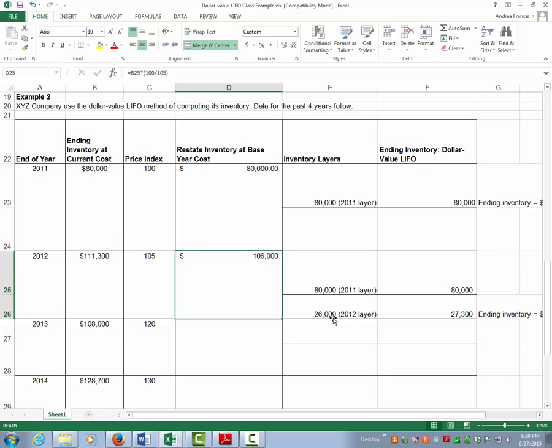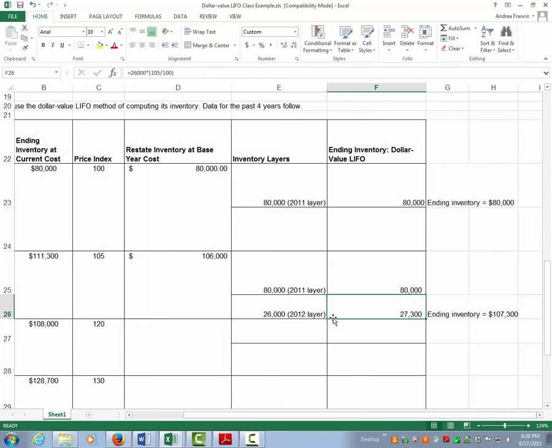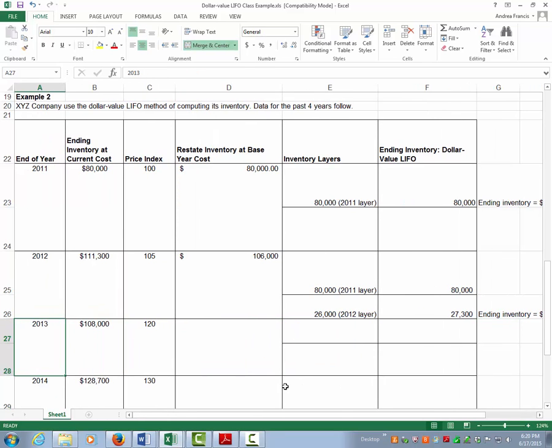If prices had not gone up in 2012, how much inventory would we have had at the end of the year? We would have had 106,000, right? So of that 106,000, 80,000 is a layer of inventory that already existed in 2011, which must mean that 26,000 is a new layer of inventory. And since that layer belongs to 2012, we have to restate it at 2012 prices. So in the end, we now know that our ending inventory instead of 111,300 is actually 107,300. And so the process continues.